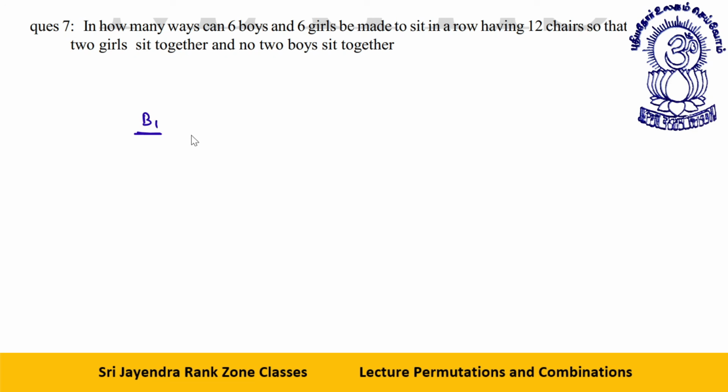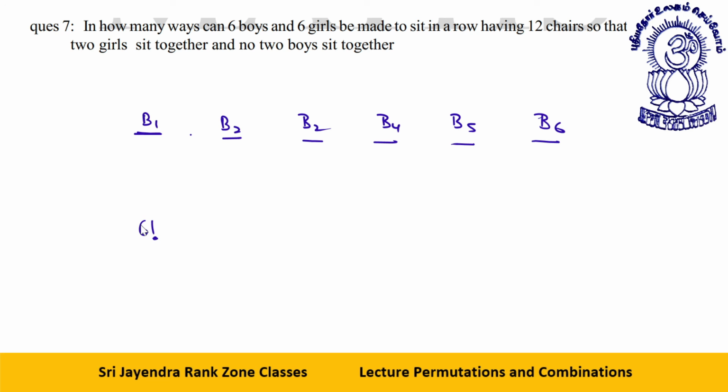B1, I leave a space, B2, B3, B4, B5, and B6. Now, what do I have? I have six places, six benches in which I can seat six boys. So this will give me six factorial ways. Okay. Now, the next thing.